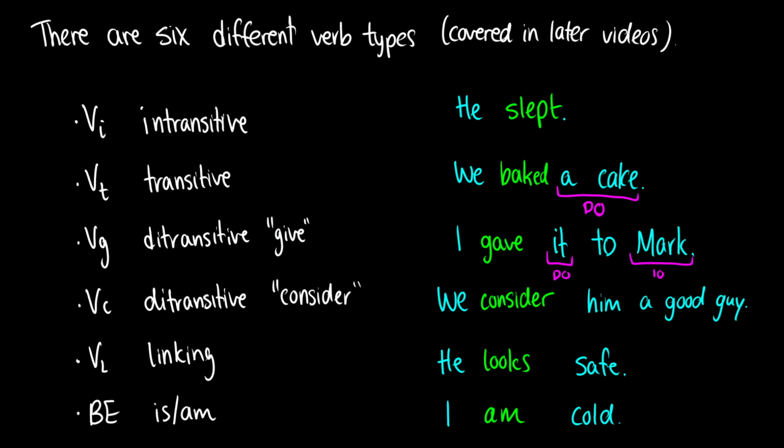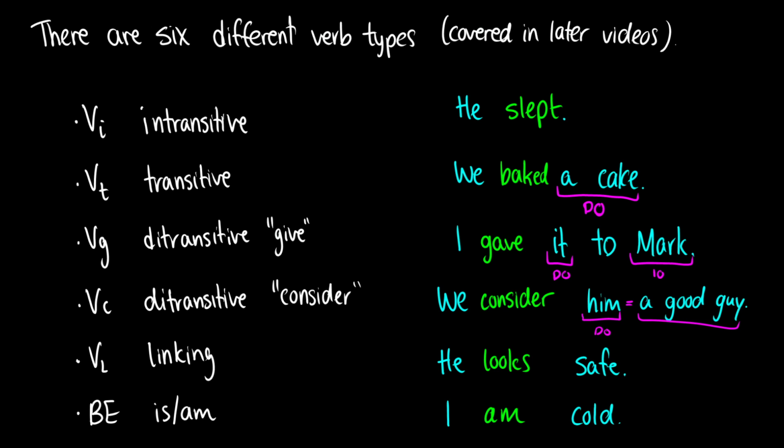You have these VC verbs, which are ditransitive consider verbs. This is where you have a direct object and you have a description of the object, and they form sort of an equals relationship. So we consider him a good guy. That means that him is equal to a good guy, or he is a good guy.